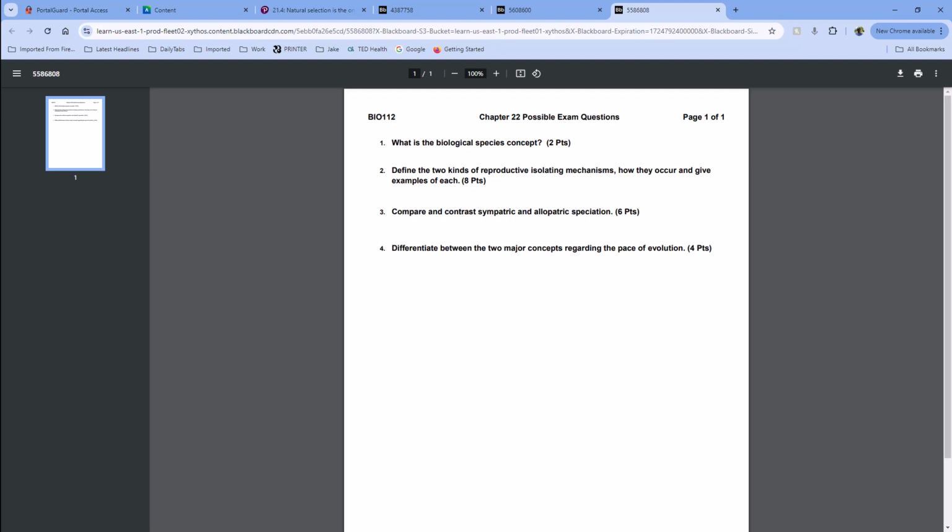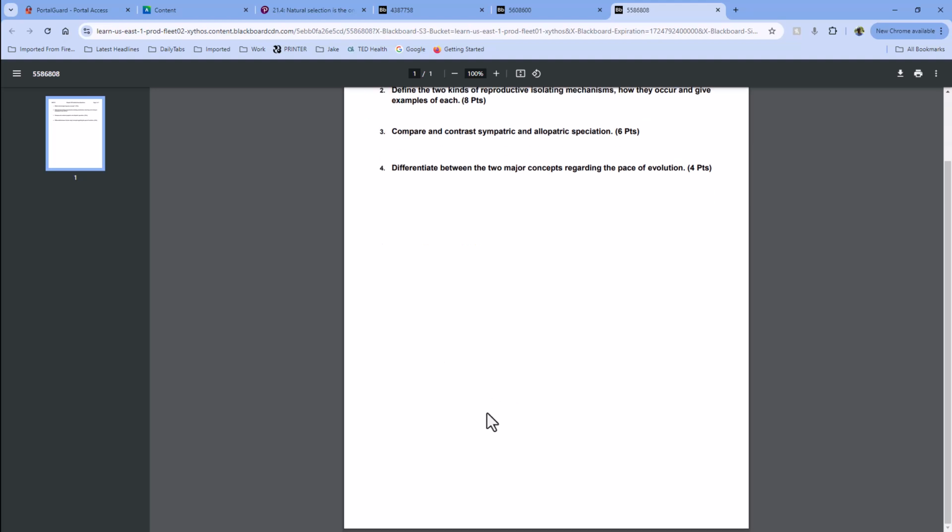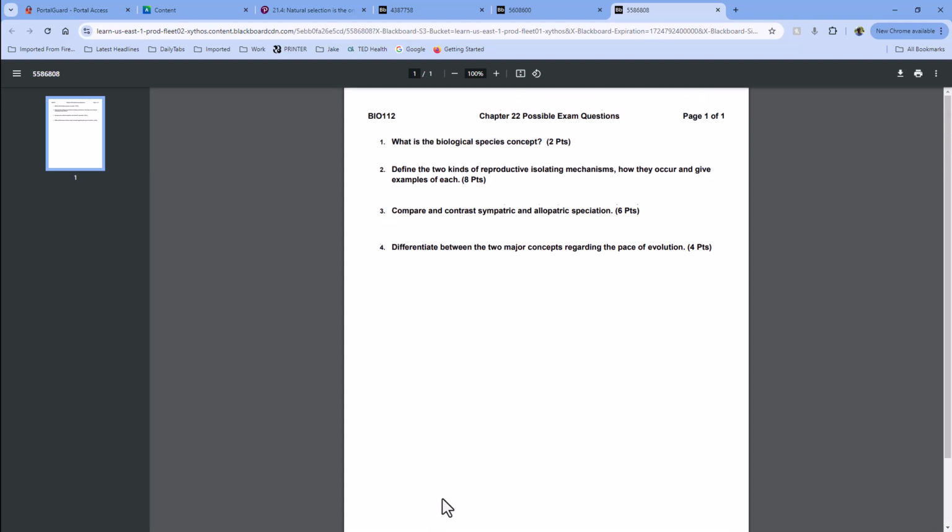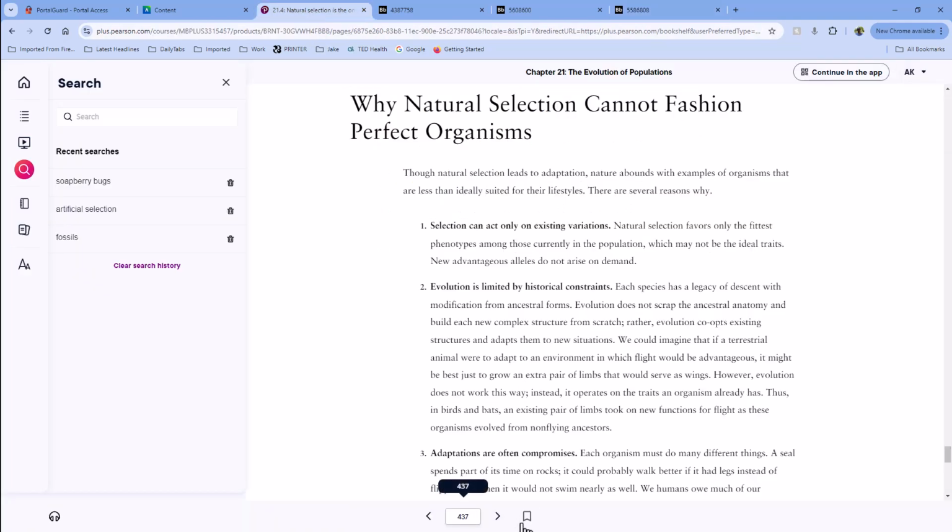Definition of 2 kinds of reproductive isolating mechanisms. And don't give me just prezygotic and postzygotic. That will not get you full credit. You need to give me examples, all 5 examples of the prezygotics, all 3 examples of the postzygotic. That's 8 points. 5 and 3 equal 8. So you need to give me all 8 of those if you want full credit for that question. And you can find that in figure 22.3, a nice summary that is on page 442 and 443 of your text.